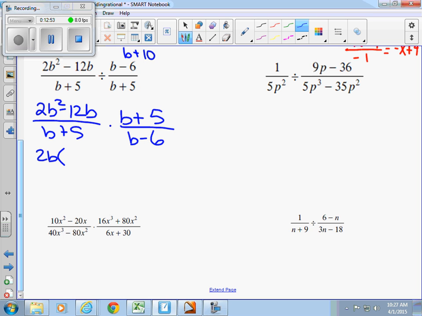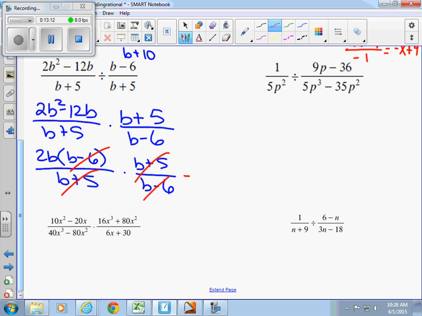So anything factor? 2b factors out of the top left. 2b divided by 1. Right, 1 on the bottom. Any questions? Okay, let's look at the next one.